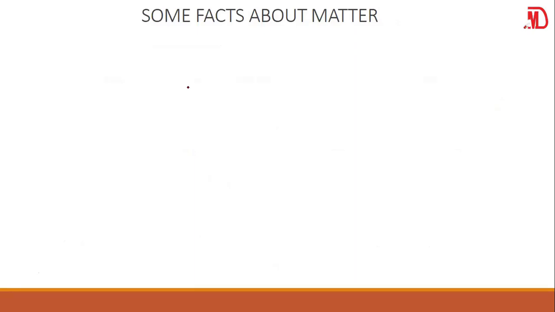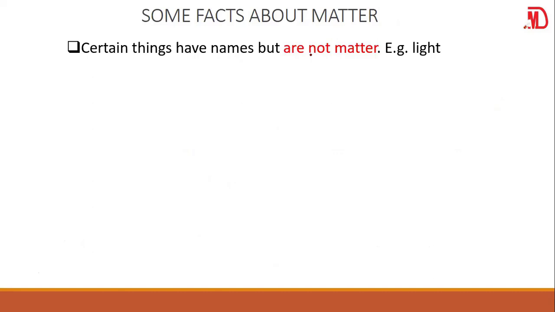Certain things have names but are not matter. Example is light. Light has a name, but it is not matter. So take note. Something can come in your exams: which of the following is not an example of matter? We all know that everything surrounding us is made up of matter. But hey, light is not an example of matter.